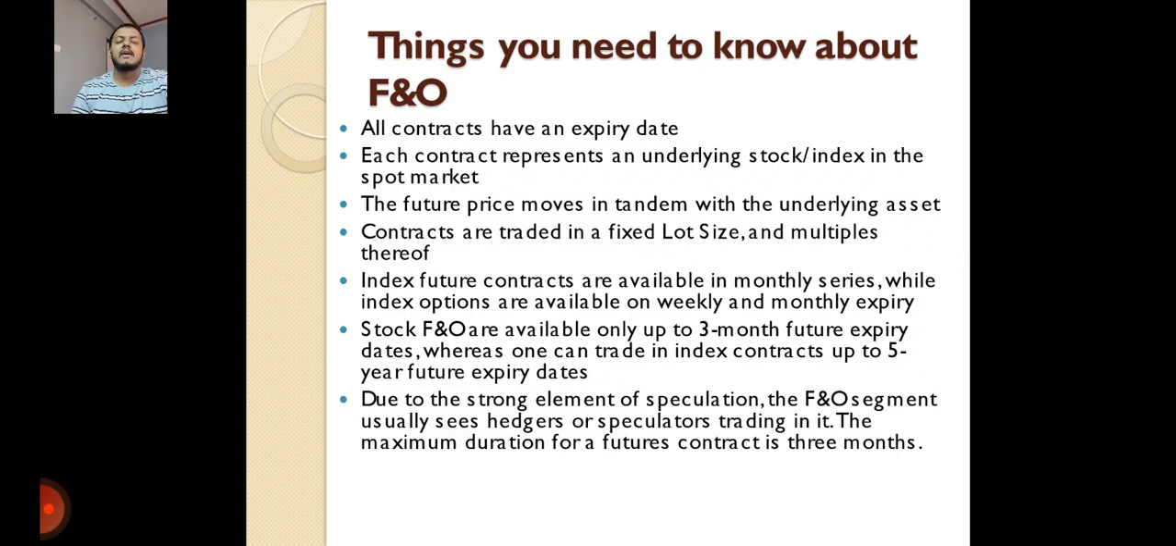Stock futures and options are available only up to 3 months. One can trade in index contracts with up to 5-year expiry dates. Due to the strong element of speculation, the futures and options segment usually sees hedgers or speculators trading in it. The maximum duration for a futures contract is 3 months.